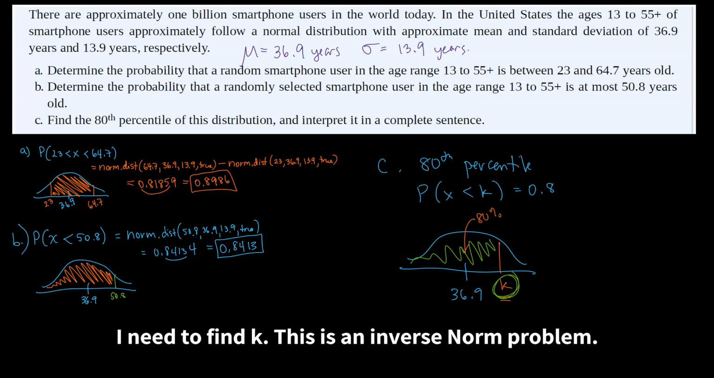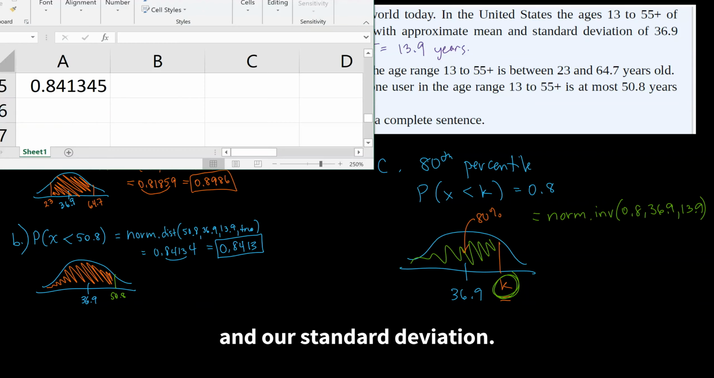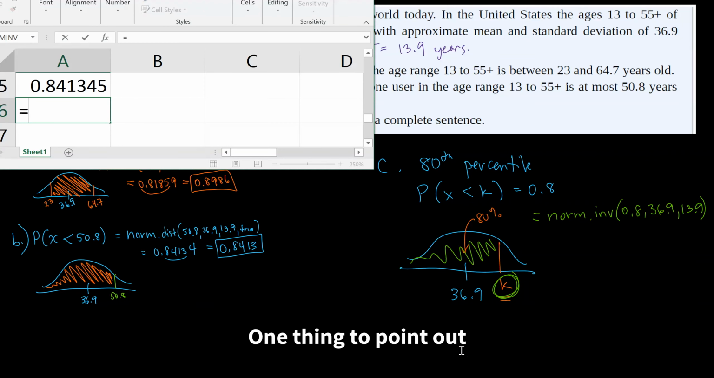This is that inverse norm problem. So norm.inv, we'll put in 0.8 and our mean and our standard deviation. And we'll get Excel to calculate it.